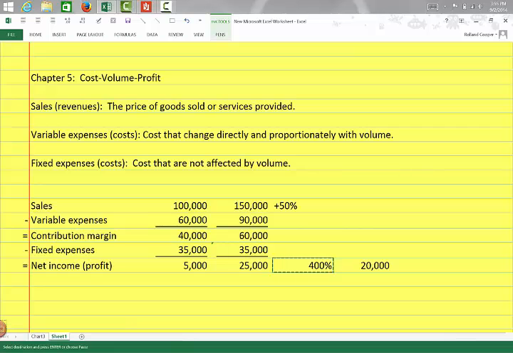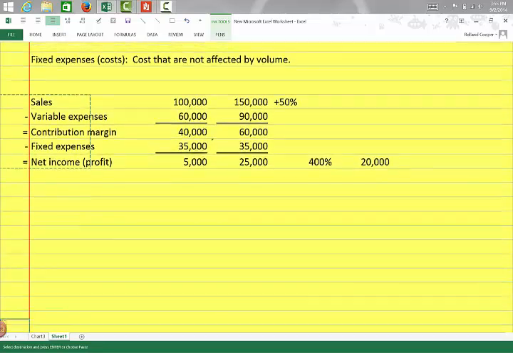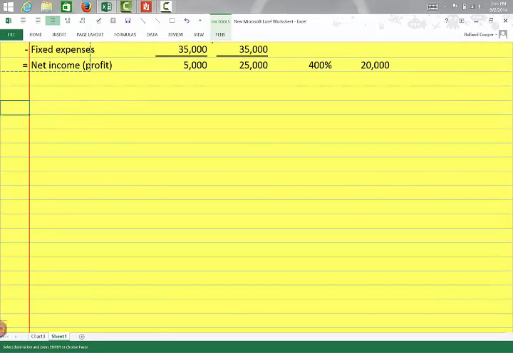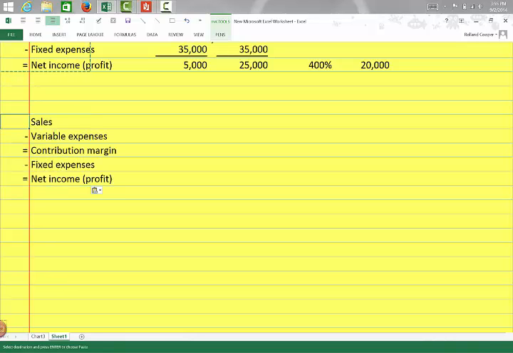Now let's take that model and modify it just a little bit. Let me copy and paste right down here. So we have a few definitions, 3 definitions. We put those definitions together in the form of a model, and we use that model to address a basic business question, which was, if sales increase by 50%, what will happen to net income?